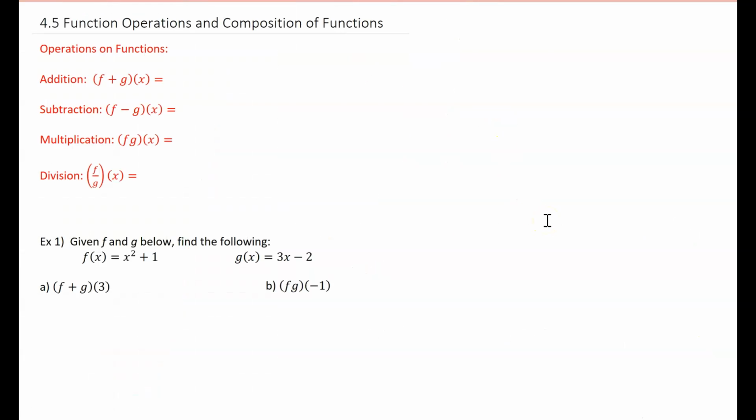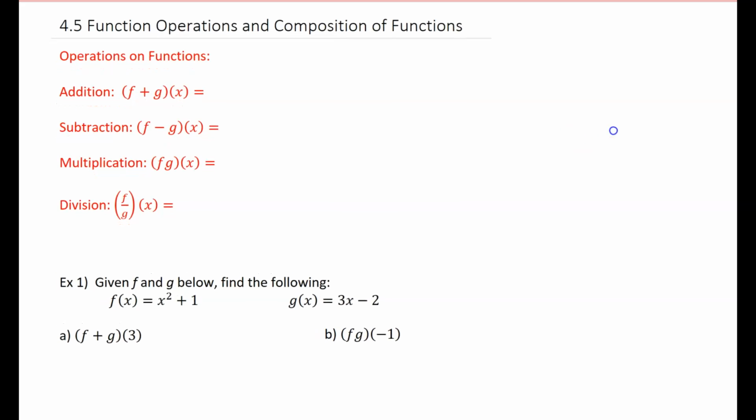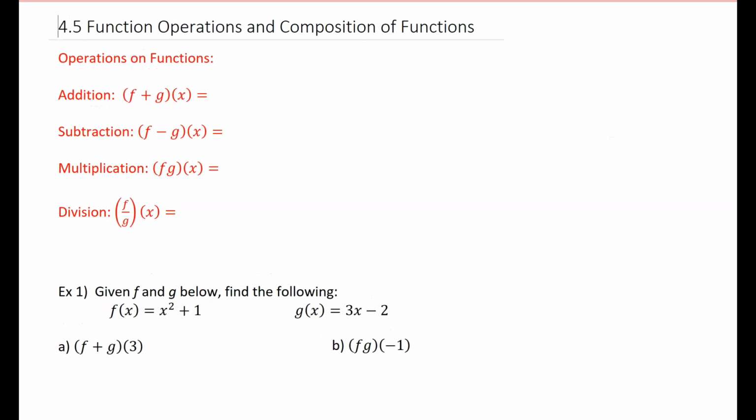All right. So today's lesson is on function operations, and we're also going to look at the composition of functions. All right, so our first operation, yes? Is this a quiz? No.